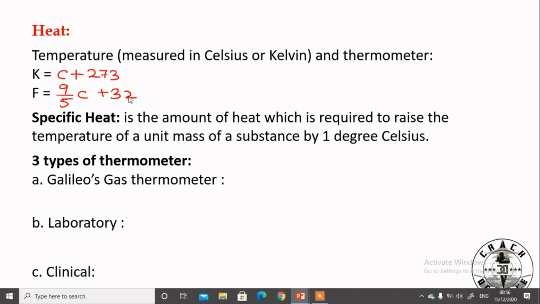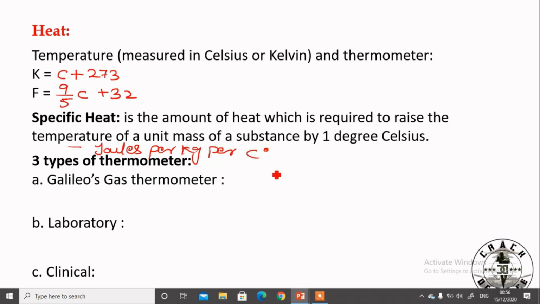Now, what is specific heat? So specific heat is nothing but the amount of heat which is required to raise the temperature of a unit mass of a substance by only 1 degree Celsius. So we can say here that the unit for it would be joules per kilogram per Celsius degree.